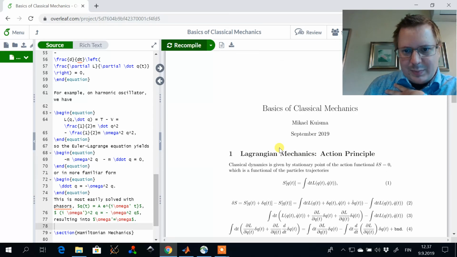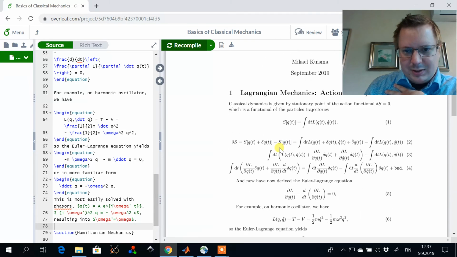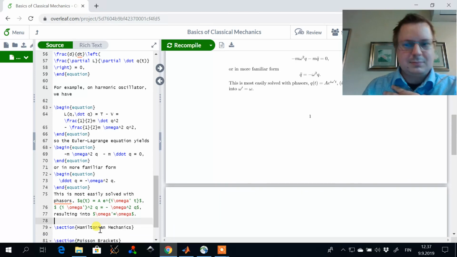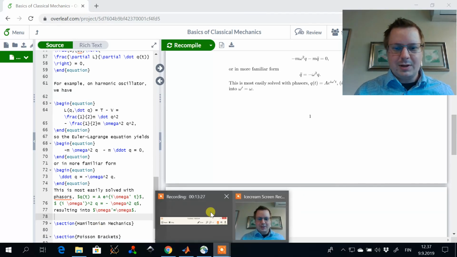Okay, so that's the basics of Lagrangian mechanics. And then we move on into Hamiltonian mechanics.